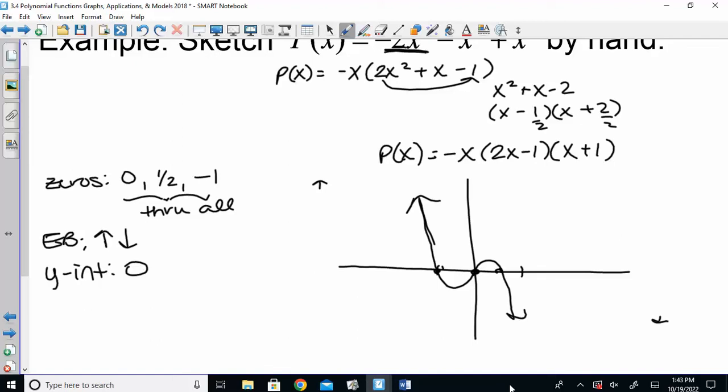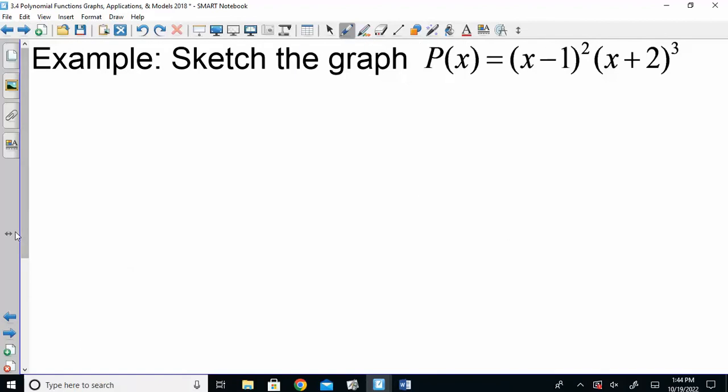Questions? I think I have 2 more left, so we'll do at least one of those. They're both already factored, so they won't be too time consuming. So if I asked for this one, what are my zeros? What makes this equal 0?